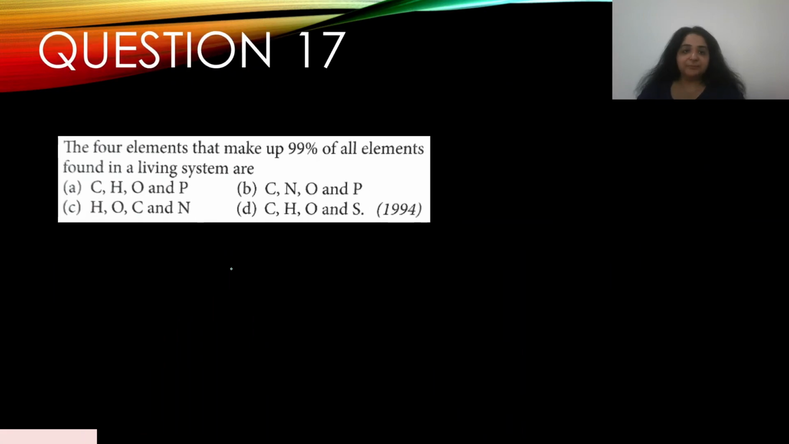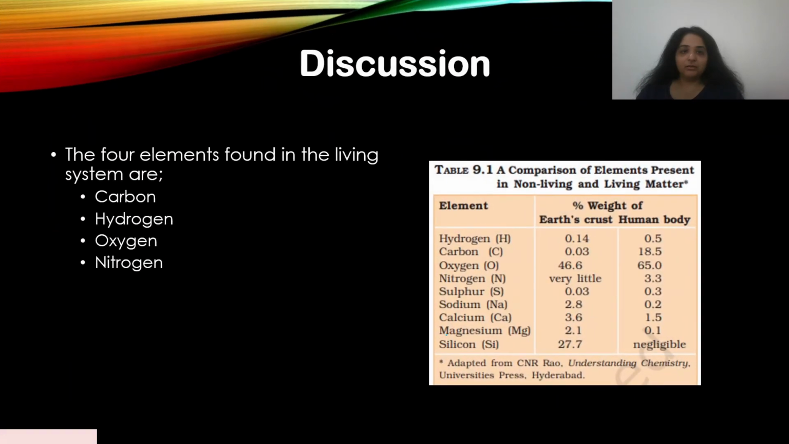Question number 17. The four elements that make up 99% of all elements found in a living system are, this appeared in 94, we already discussed this before. A, C H O and P; B, C N O and P; C, C H O and N; D, C H O and S. So it's carbon, hydrogen, oxygen and nitrogen. Answer is C.